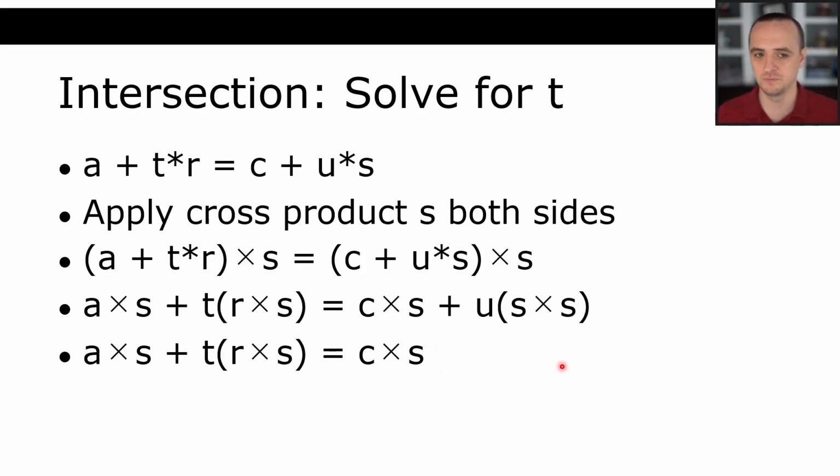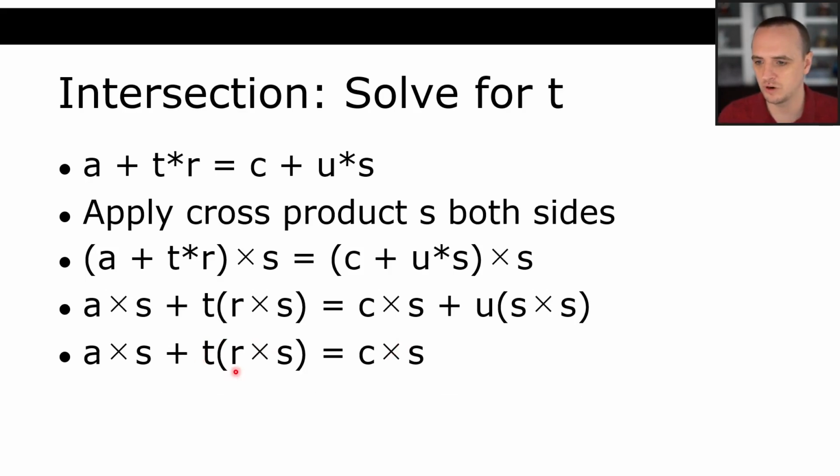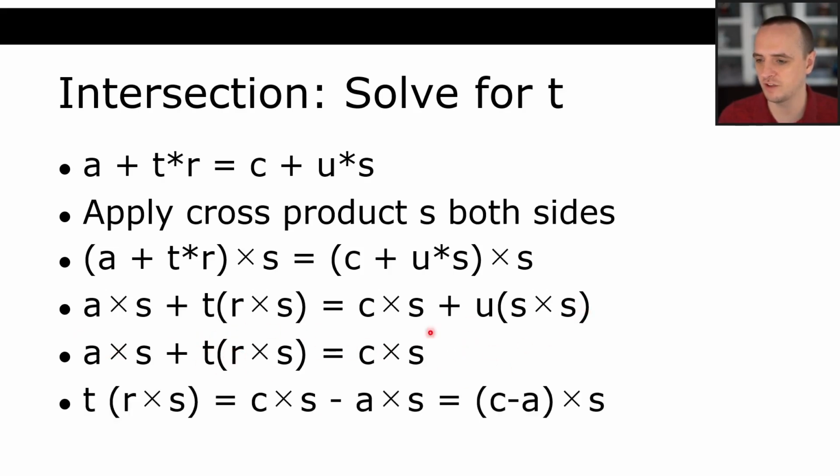So let's do something cool. We take this, and now we have this formula with no U. We want T to be by itself. So what we're going to do is take A cross S and move it over here so that we're just left with T and R cross S. So we have T and R cross S over here.